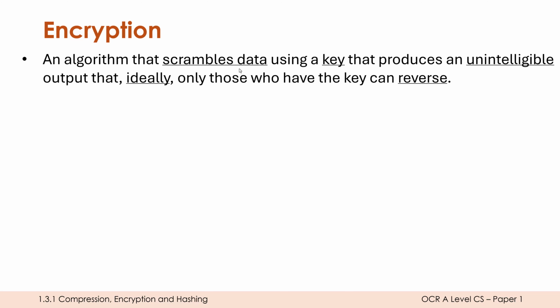So scrambles data, it jumbles it up, it takes your original input and makes it completely seemingly random. Now, it does this using a key, and a key is a number or alphanumeric string that is used to scramble up the data in a unique way. Unintelligible means completely ununderstandable. We can still read the output, but it's not understandable unless you were able to reverse this process. And ideally, we design the encryption algorithm so that only those who have the key are able to reverse it. That's the whole point.